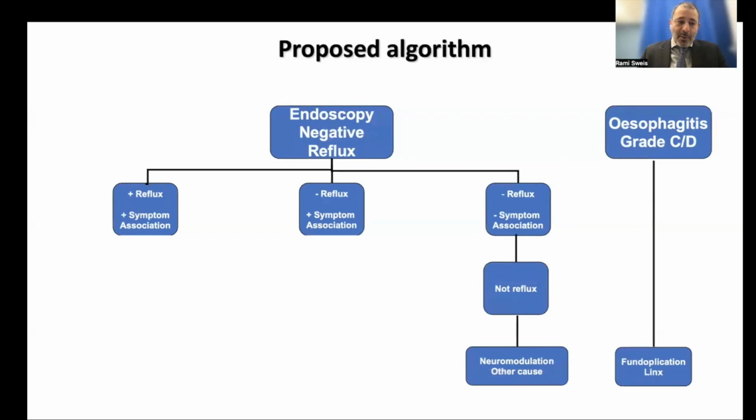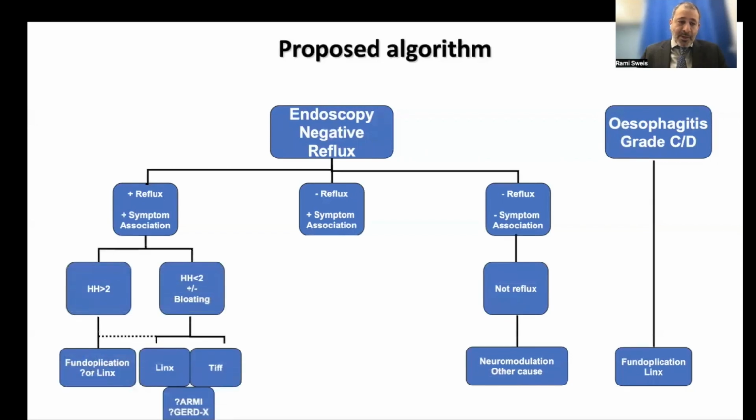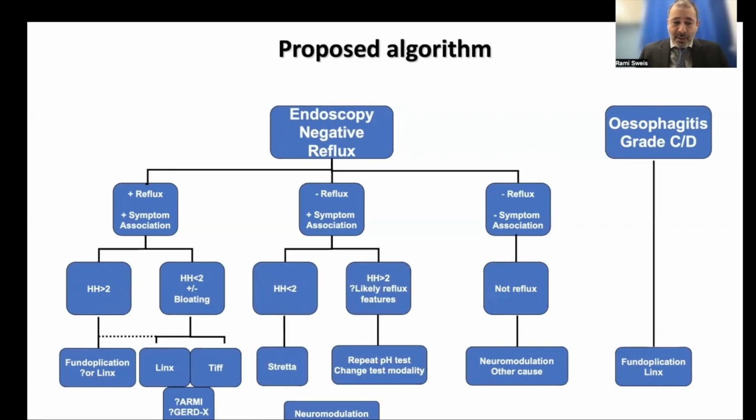If you have a positive acid exposure time plus or minus a positive symptom reflux association, and you have a hiatus hernia that's greater than 2, we should be considering surgery. If the hiatus hernia is 2 or less, then we should be considering procedures such as LINX, TIF, maybe even ARMI or GERD-X. Those who have a negative acid exposure time and a positive symptom reflux association with a hiatus hernia that's small, perhaps this is where Stretta fits.